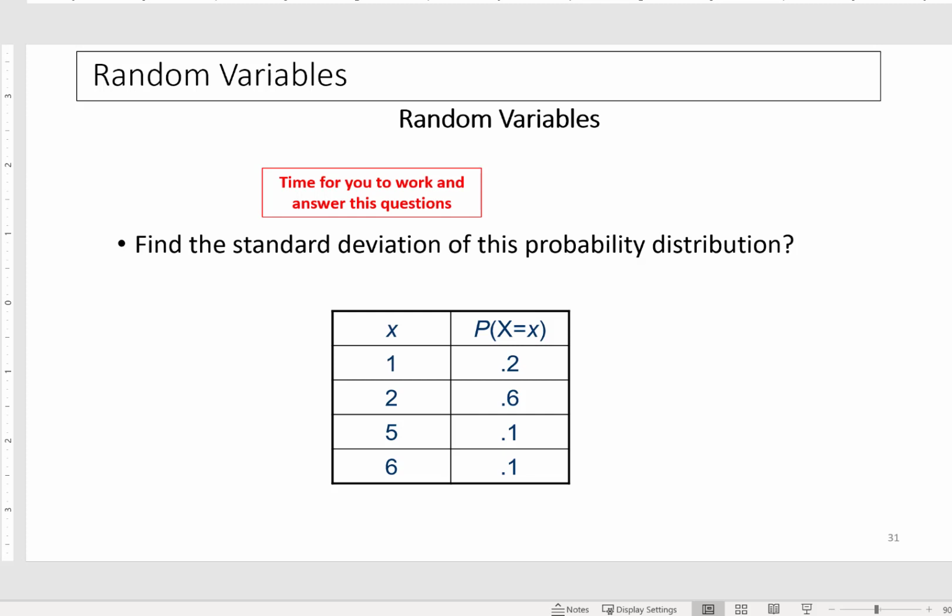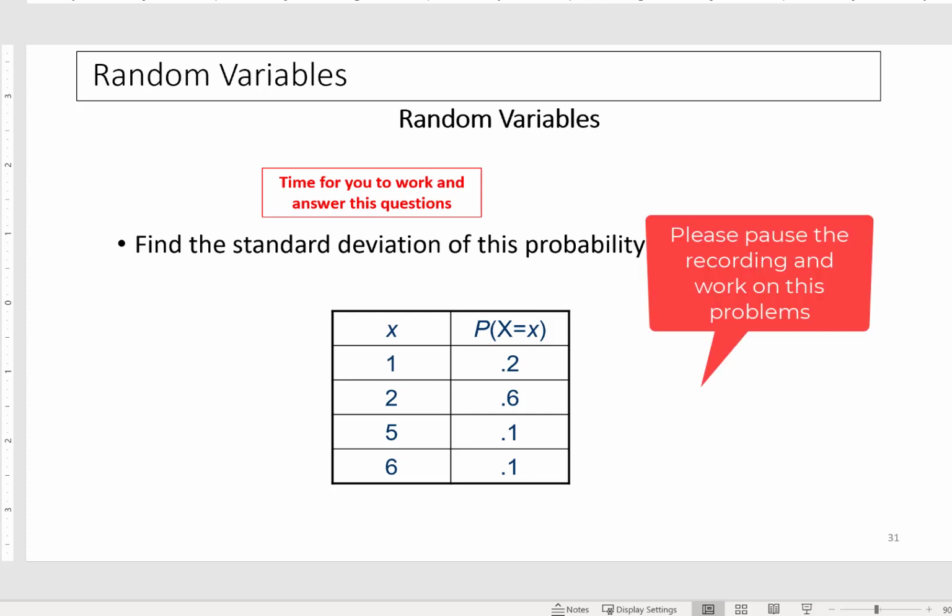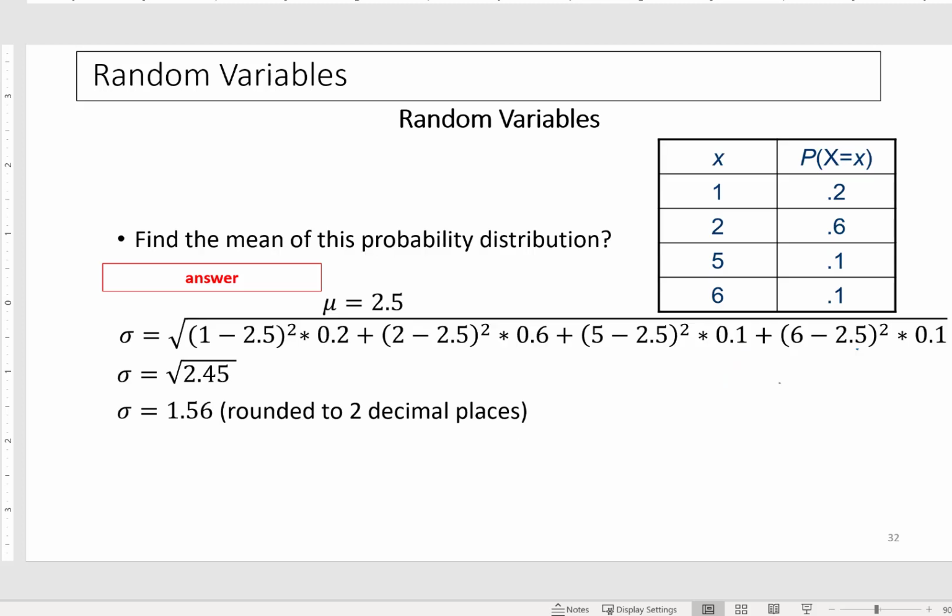So now it's time for you to work. Let's find the standard deviation of the probability distribution we've been working on. So we look in here and we take each of our data values, we subtract it from the mean, that's what we have here. We square the value and multiply by its probability. We do that for each of the variable values, sum them, and we get 2.45. So 2.45 is the variance of this distribution. To get the standard deviation, we take the square root of that. And so rounded to 2 decimal places, we would say our standard deviation is 1.56.